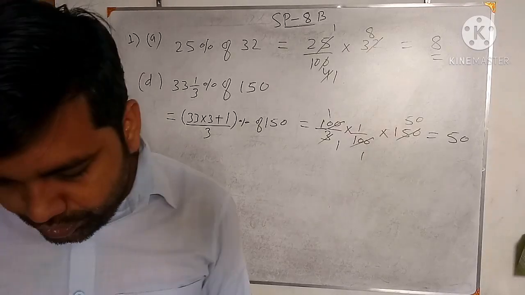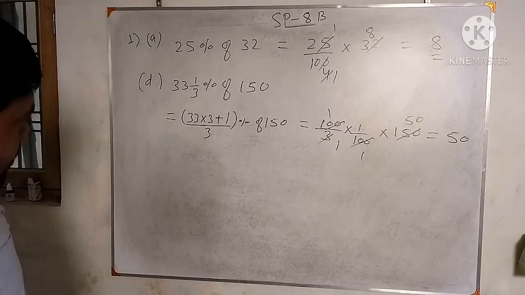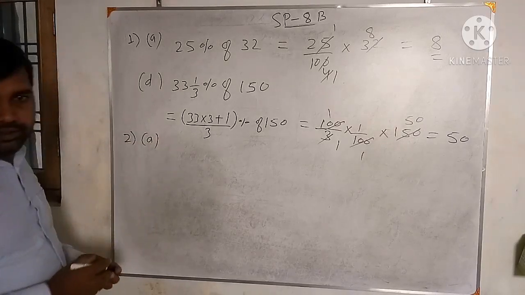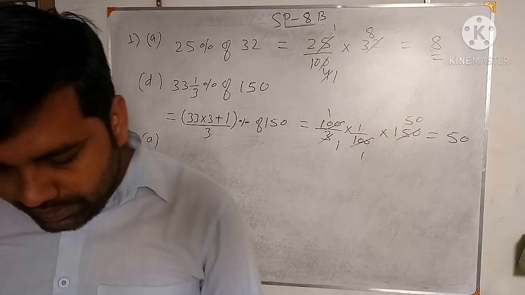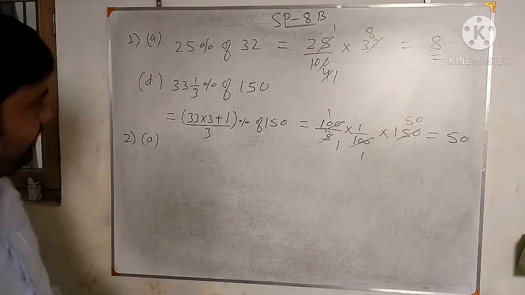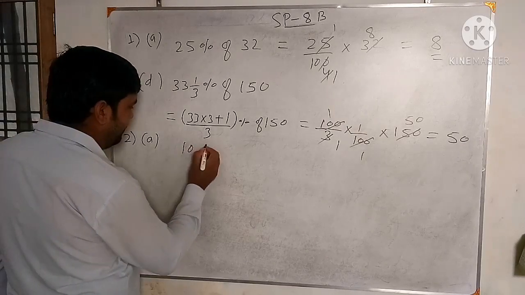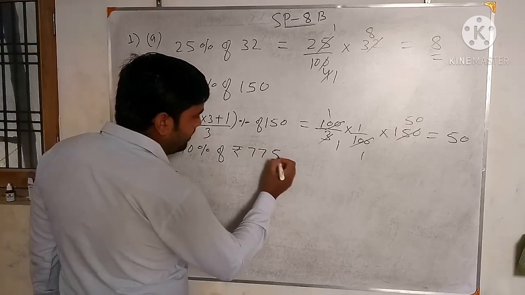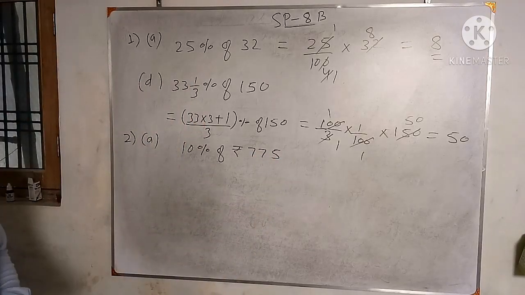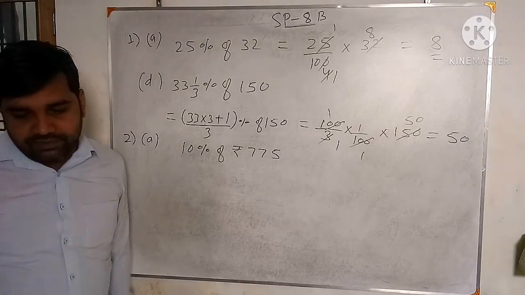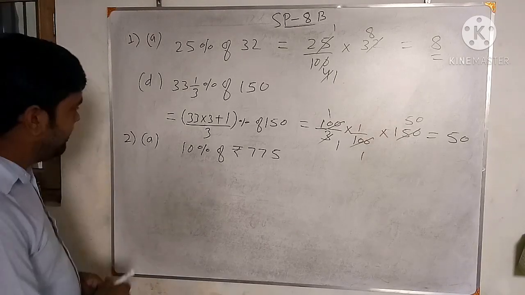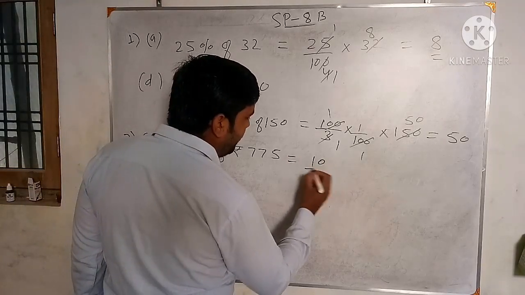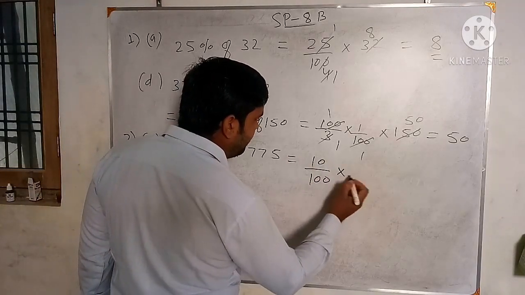Now we see question number 2. In question 2A, we have to find 10% of rupees 775. See how we calculate it. 10% means 10 by 100. Of means multiply 775.